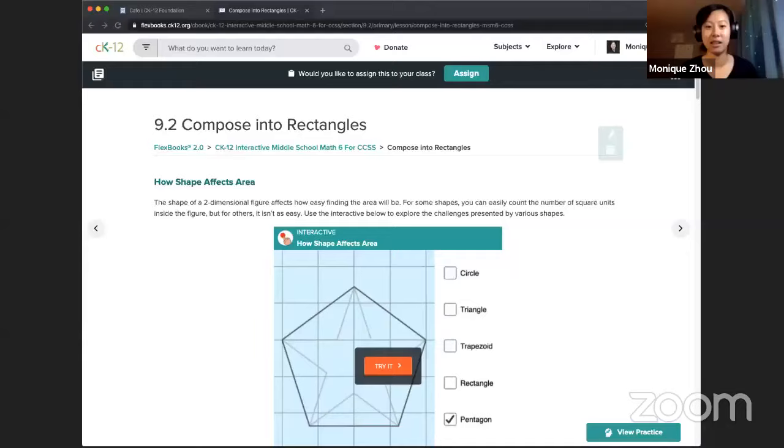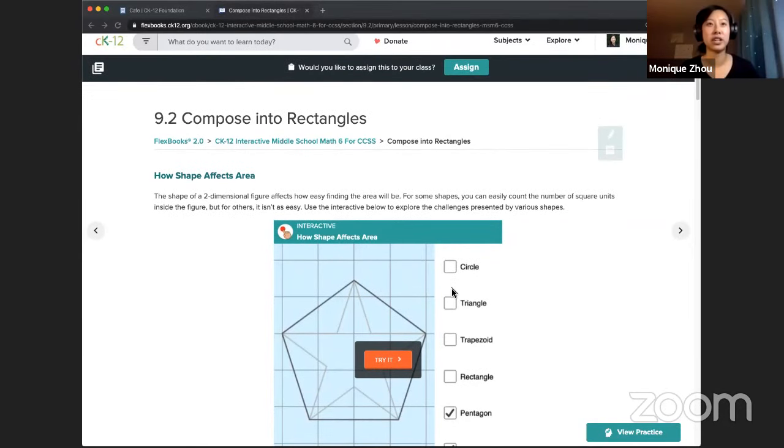So why don't you go to the cafe and answer this under question number 2. What other shapes or objects that are not rectangles would we want to find the area of? So under question number 2 in the cafe, you can hit the comment button, type in your answers. Now, while you do that, I'm going to jump into the lesson.